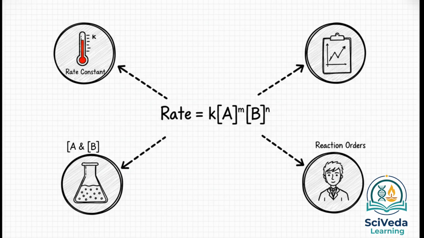k is the rate constant. It's a unique value for every reaction at a specific temperature. The square brackets A and B are just chemistry shorthand for the molar concentration of A and the molar concentration of B. And those little exponents, m and n, those are called the orders of the reaction. They tell us just how sensitive the reaction speed is to a change in each reactant's concentration.